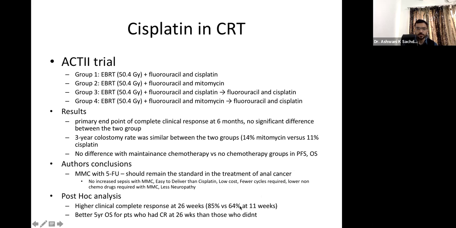And post hoc analysis has also shown that there are higher complete responses with the mitomycin-containing arm than cisplatin. And as we know, those patients who achieve complete response have better survival, better 5-year survival, than those who did not achieve complete response at 26 weeks. Another thing we have found is that there are more complete responses at 26 weeks than at 3 or 4 weeks after chemoradiation. So this will also affect our treatment protocols.